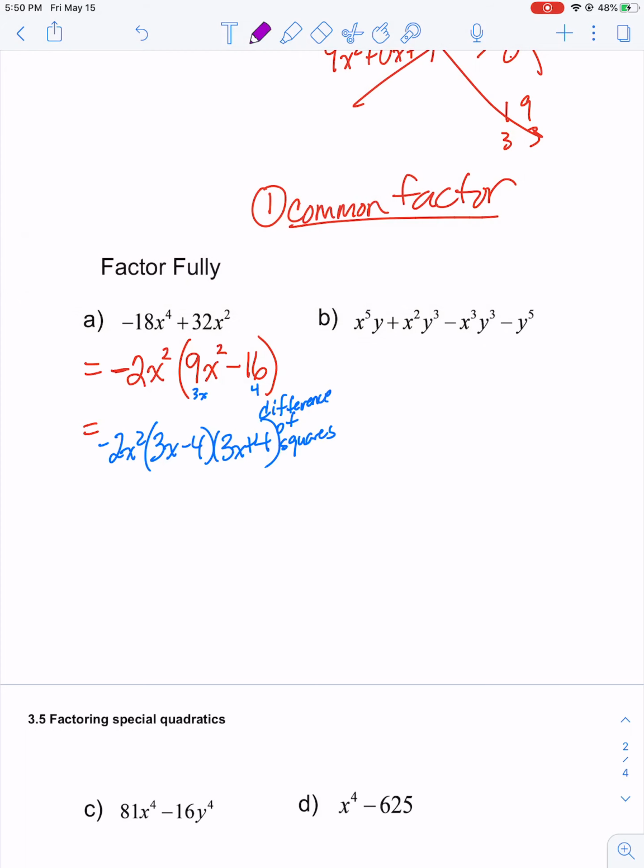All right, let's take a look at the next one. There's a lot of terms here. Okay, they all have a y in them. They don't all have an x in them though. They all have a y. So I'm going to take out a factor of y. See what I'm left with. X to the 5 plus x squared y squared minus x cubed y squared minus y to the 4.